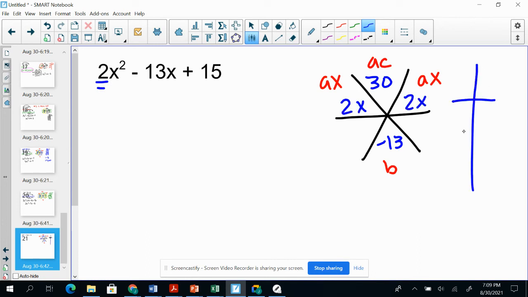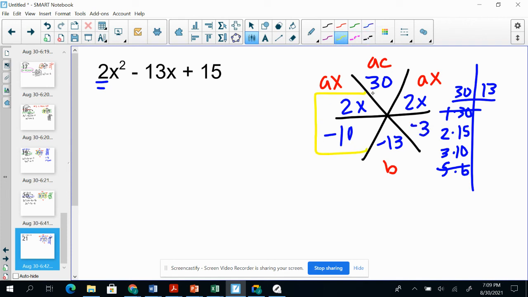Now we're finding the multiples of 30 that will add or subtract to give me 13. So that's 1 and 30, 2 and 15, 3 and 10, 5 and 6, and we're done. Okay, so 1 and 30 definitely can't. 2 and 15 could. 3 and 10 could. 5 and 6 can't. So now we really have to think. We need a negative 13, but a positive 30. For this 15 and 2 to give me 13, one would have to be negative because we have to take 2 away. The difference would be 13. In this case, we need them to multiply to be a positive, so they both have to be negative. So we're going to do negative 10, negative 3.